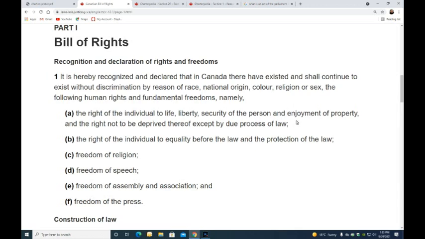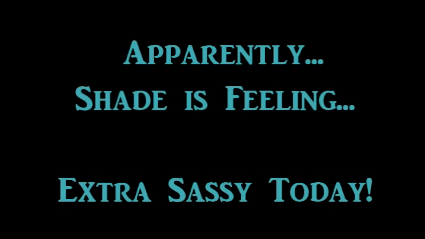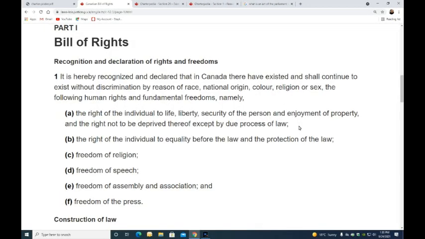In the meantime, since there's a due process of law and I'm innocent until proven guilty, I will continue to enjoy my life, my liberty, my security of person, and the enjoyment of my property until we bring this to court, and then we'll let a judge decide if it was wrong for me to have turkey dinner with my family. Okay? Apparently, I'm feeling extra sassy today. That's the position I have. It's up to you if you want to have that one or not.